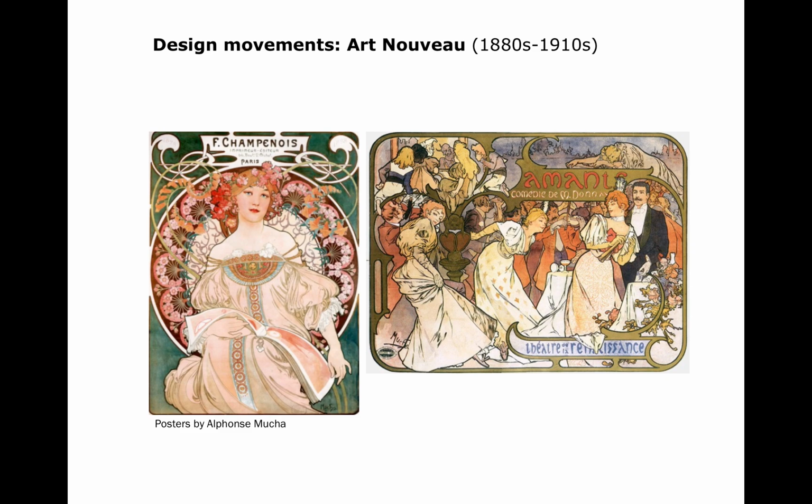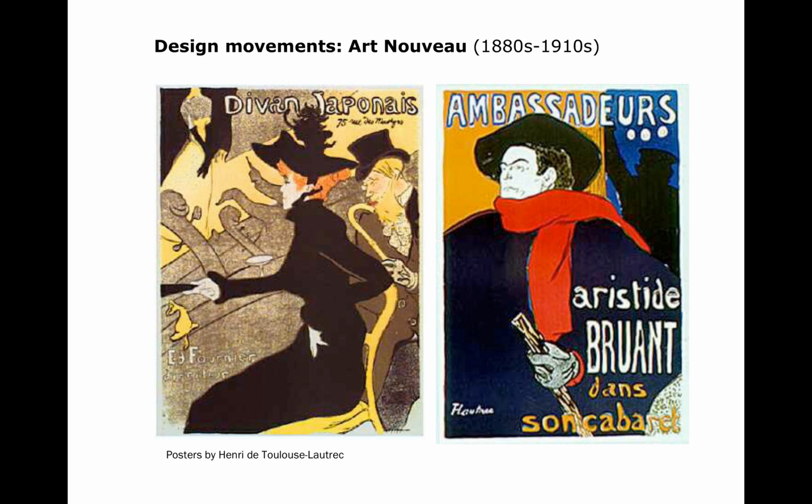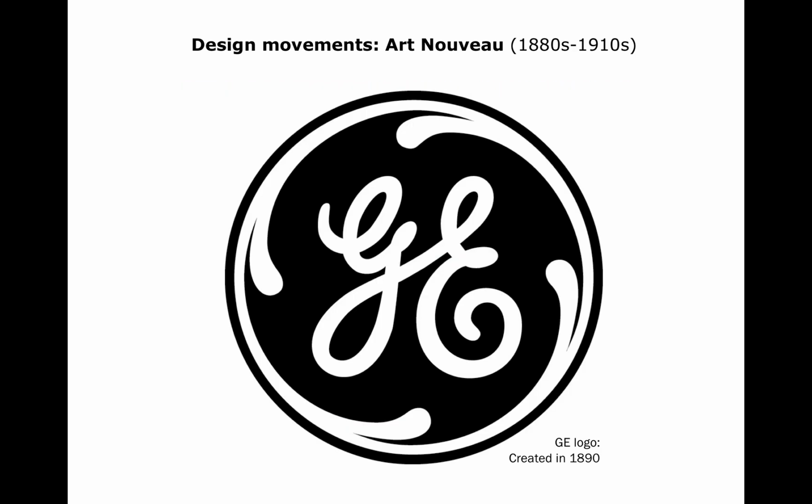So we see a very organic, decorative style. We see these images based on nature or natural forms, natural light, sweeping curves and loose flowing letter forms. That's what Art Nouveau was all about.